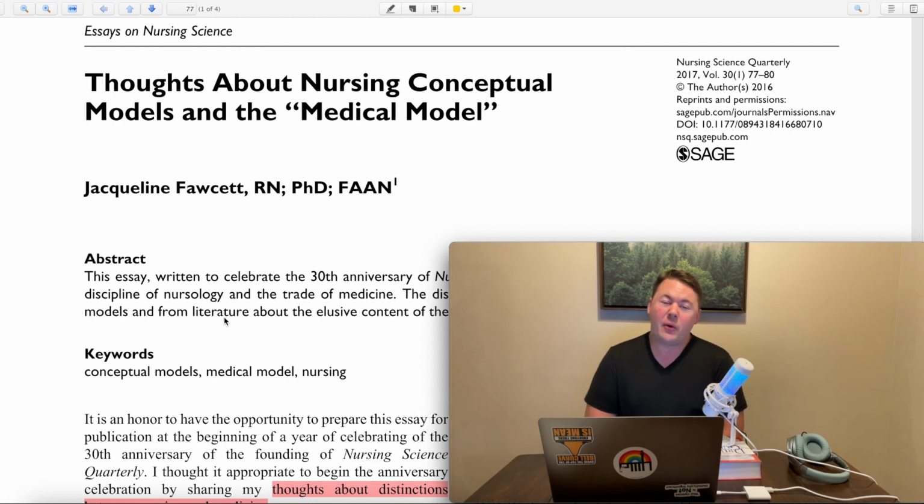The reason that I'm going on this kind of tirade about conceptual models, aside from the fact that I'm particularly interested in formulating conceptual models that map onto real clinical nursing practice, is that I have a paper to go over with you today by Jacqueline Fawcett, who I think most would regard, perhaps rightly, as a living legend in nursing science. Jackie is now in her 90s. I think she is 91. I might be wrong about that.